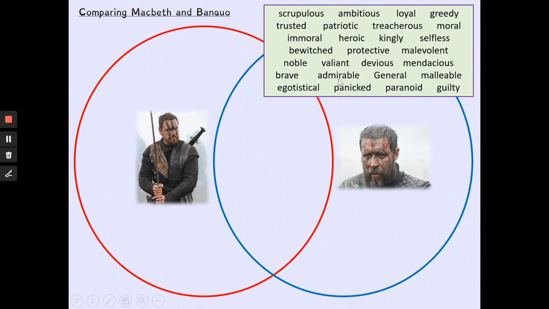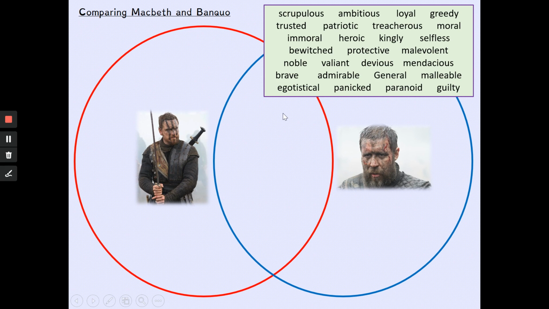Brave, up for debate. Admirable, depends on who's saying it, but Duncan admires both of them. They're both generals. They're co-generals in the army. Malleable. Now, this is a sort of scientific word, if you like. If you heat metals, they can become malleable. Plastics are malleable. Basically means you can shape them how you want. That would probably be Macbeth. He's malleable to Lady Macbeth, and he's malleable to the supernatural. They've shaped him how they wanted him.